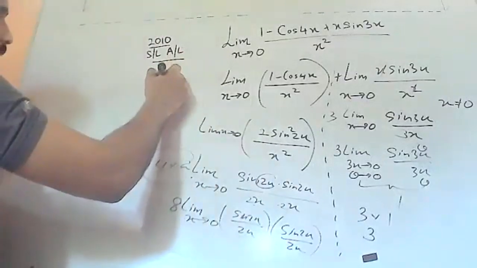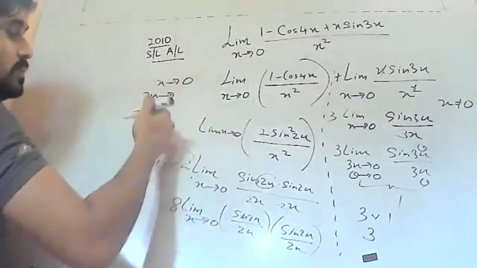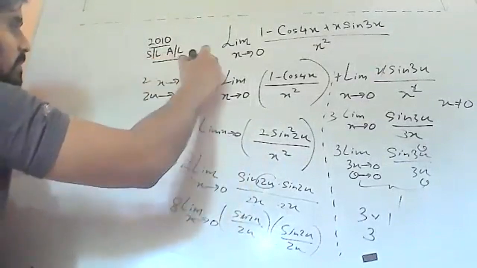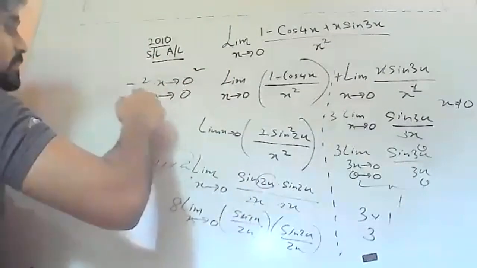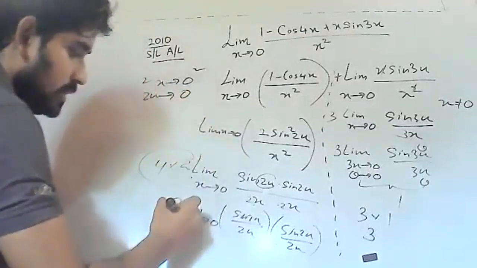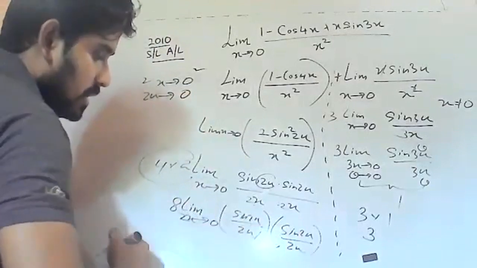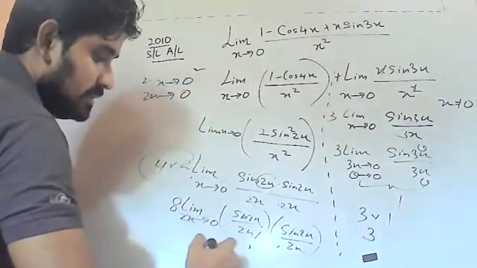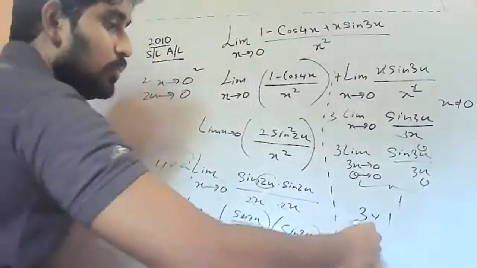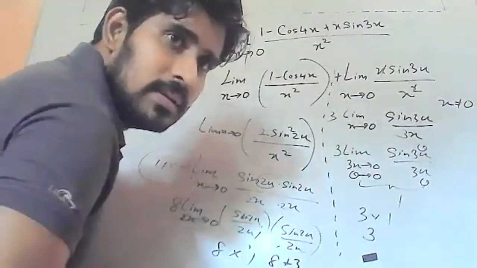That is also easy, right? Why? X goes to 0, which means 2x also goes to 0, because just multiply both sides by 2. When x goes to 0, 2x also goes to 0. That means this is 1, 1. The limit would be 1. So 8 times 1, here you would be getting 8. Here you would be getting 3. So 8 plus 3 is 11.